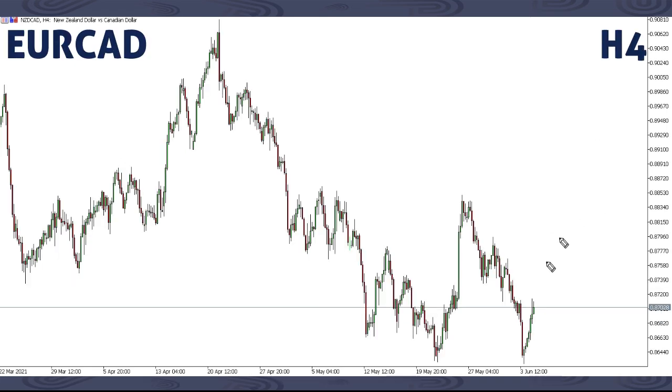This is NZDCAD. NZDCAD structure is showing that we're expecting a corrective structure here then an up move. This up move might move up to around this area. This is current structure, and then from here we may be assessing price and seeing what's next, but as of now we should just expect a corrective structure here then an up move up to around this area.